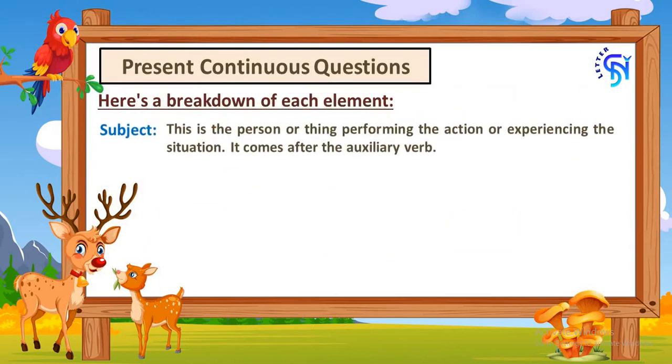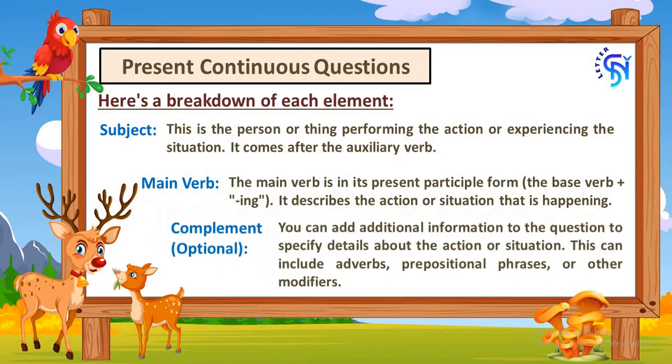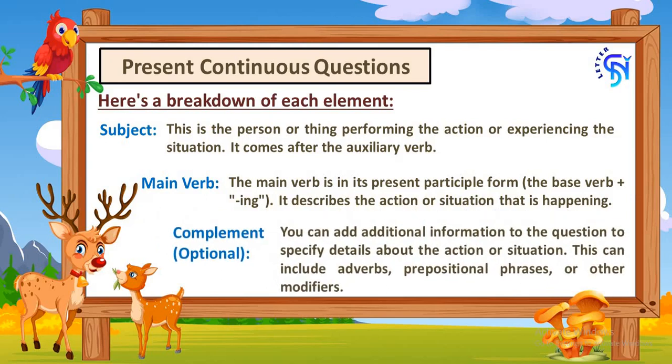Subject. This is the person or thing performing the action or experiencing the situation. It comes after the auxiliary verb. Main verb. The main verb is in its present participle form, the base verb plus ing. It describes the action or situation that is happening. Complement. You can add additional information to the question to specify details about the action or situation. This can include adverbs, prepositional phrases, or other modifiers.